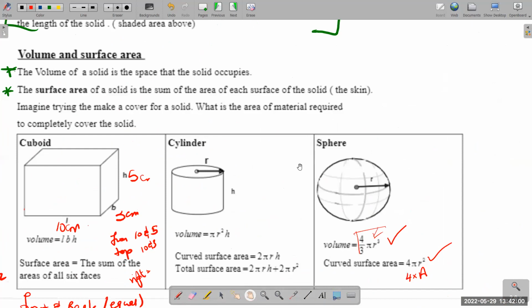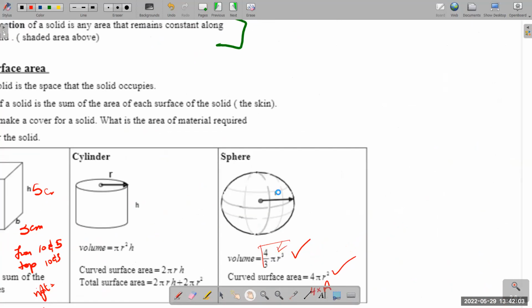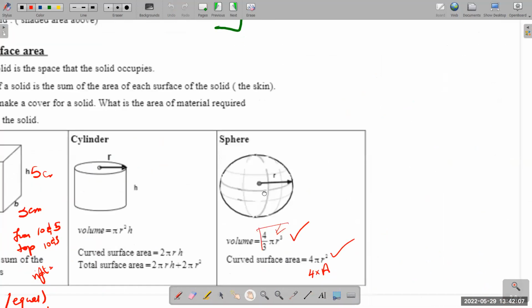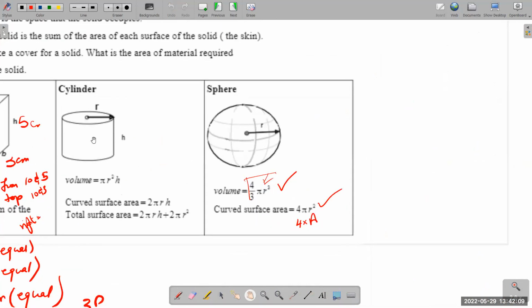I'm going to give you another one. I'm going to give you a triangular prism. Let me see if they give you the triangle. Oh, they give you the triangular prism. So we don't have to go through it. I remember going through this. The total surface area for a cylinder is very different.